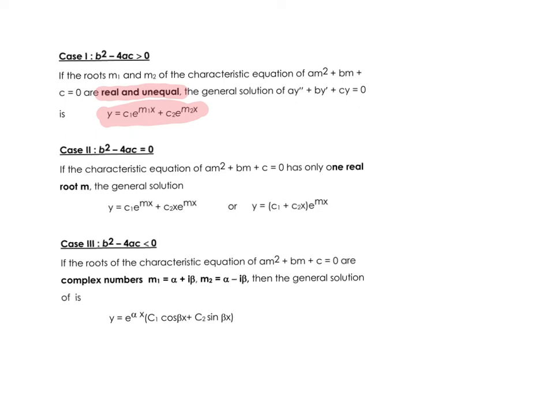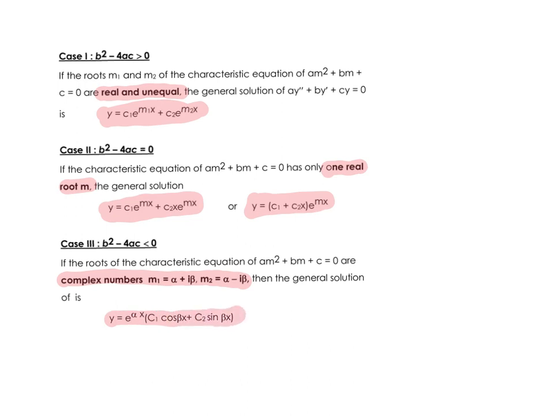Case 2: 1 real root m. Maksudnya you dapat jawapan untuk m tu satu nilai je dan dia ni adalah real number. With 1 real root, you can use this solution or you can write it in this form. Case 3: complex numbers. Then the general solution is yang ini.